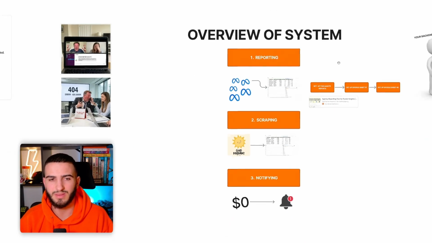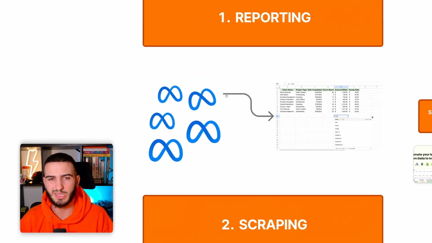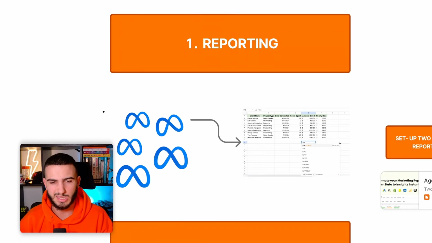This system is broken down into 3 key steps: reporting, scraping, and notifying. The first step of this is reporting. This is where we want to take all that data from Facebook Ads Manager. And by the way, it doesn't have to be Facebook. This applies to TikTok, Bing, Google, wherever else it may be. In this example, I'm going to be using Meta because it's the most common. And we're going to get that data from Meta into a Google Sheet.